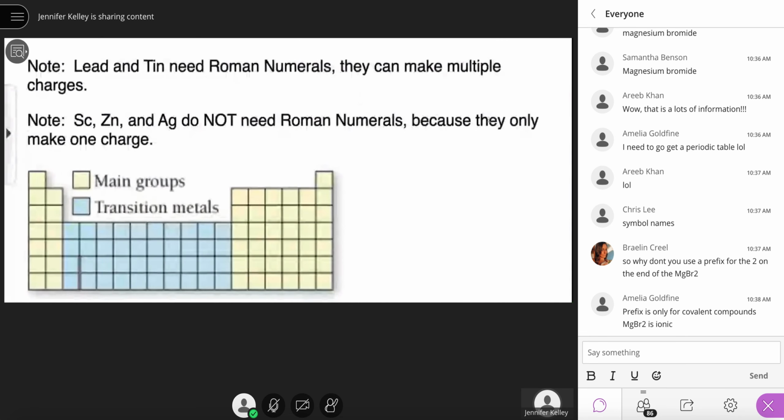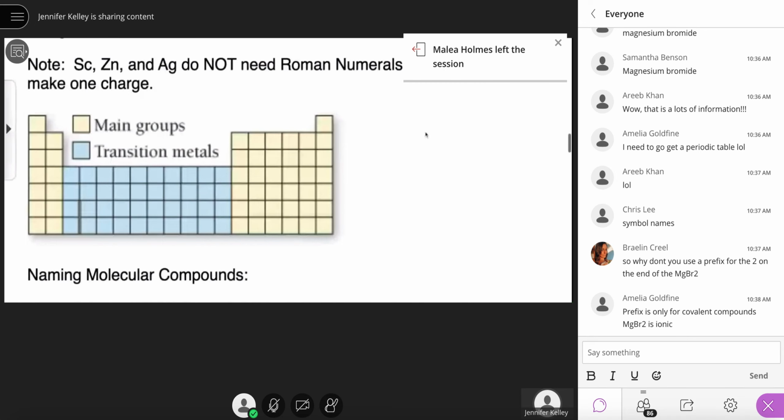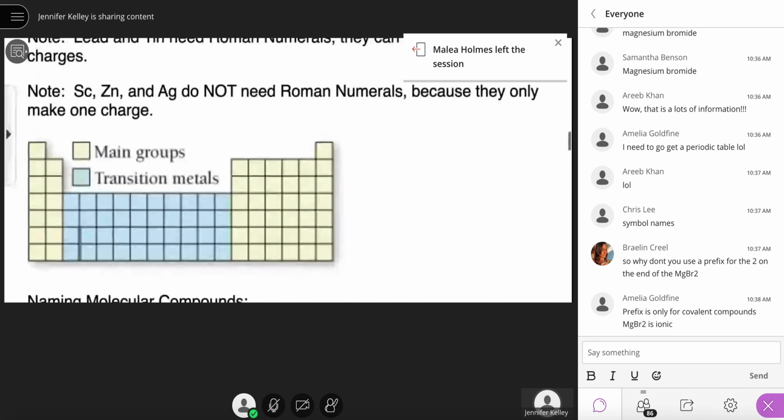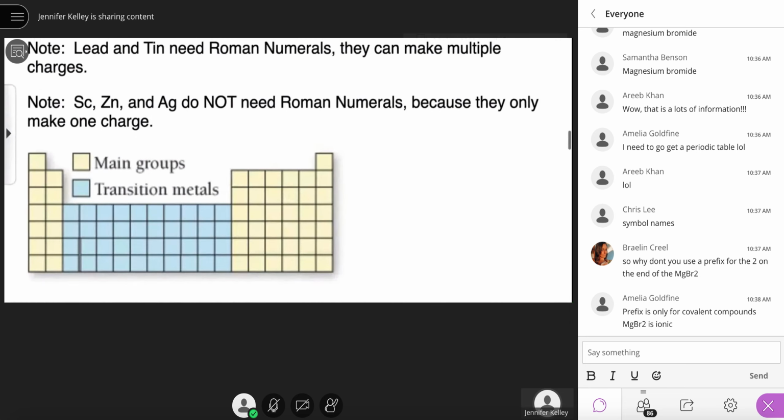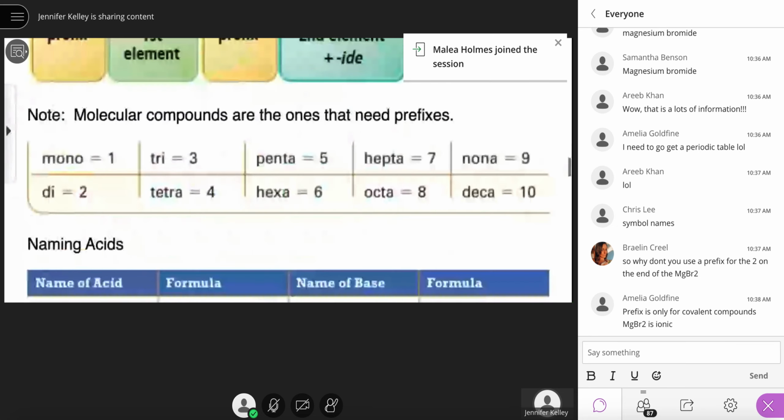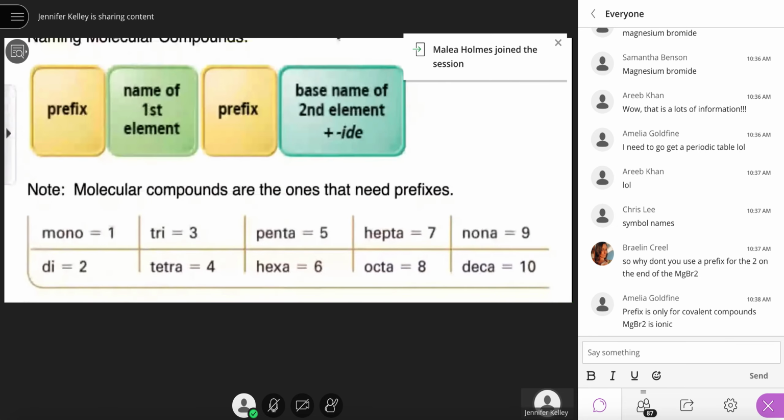So hopefully that'll help. Also, sometimes in the book it talks about main group metals and transition metals. So this is just a little periodic table to show you what a main group metal is. And then we've got the molecular compound stuff, and some stuff on naming acids, but we'll get to that in a minute.